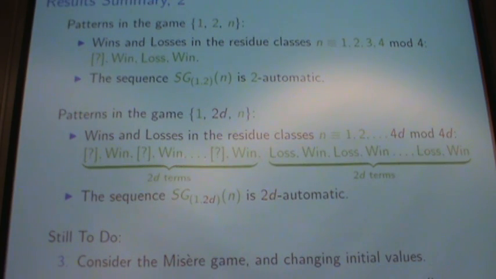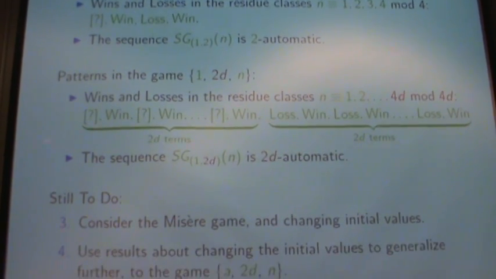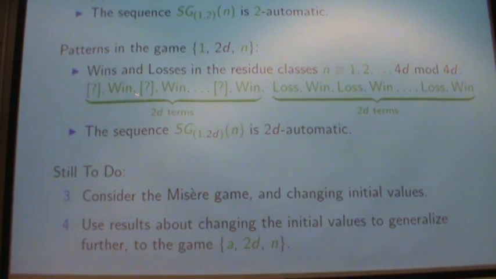And I want to point out, it's maybe lost a little bit when I write it like this, but in this first set of 2D terms, every value that shows up as a win there is the same Sprague-Grundy value. If this first one's a 1, and the next one's a 1, they're all 1s. And ditto for the question marks. Whether it's a 0, 1, or 2, they're all the same in that block. And of course, the same in through here. We also get this corresponding result about being 2D automatic.